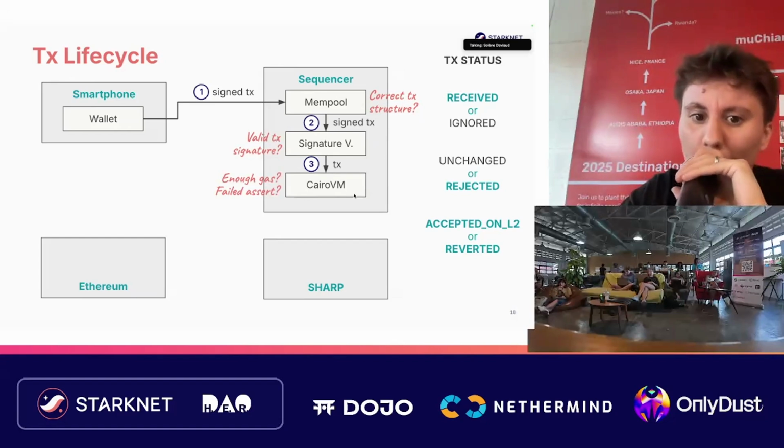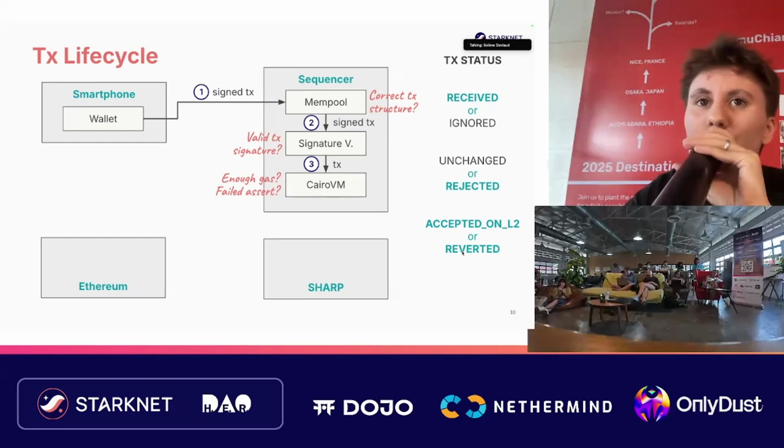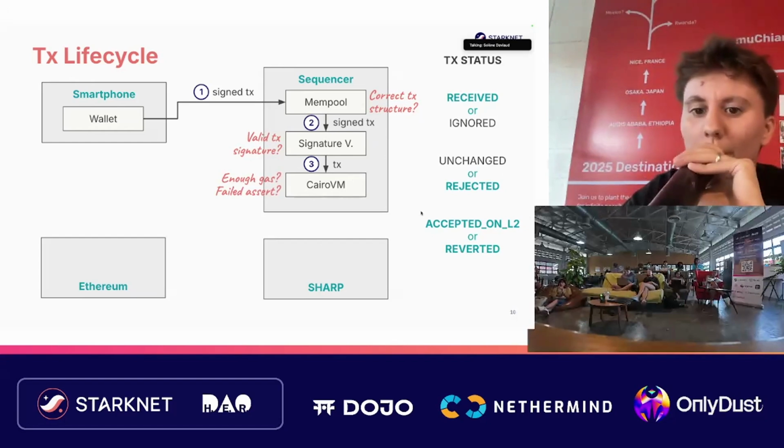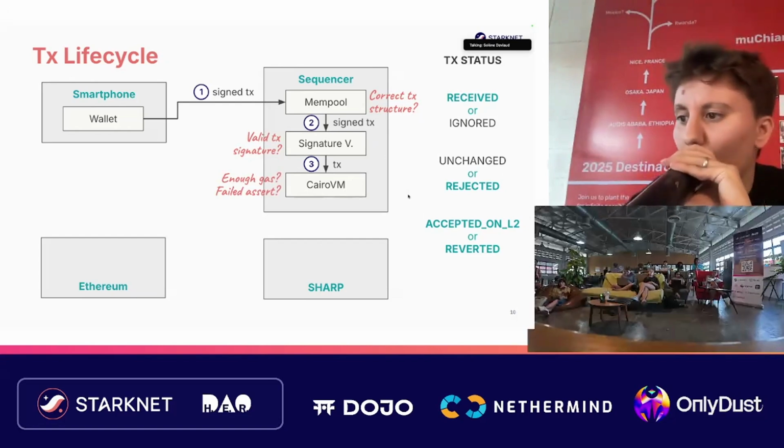If the transaction passes the Cairo VM and it's okay, it will be accepted on layer 2. And this one can be reverted if you don't have any ETH for gas or something like that inside your wallet.